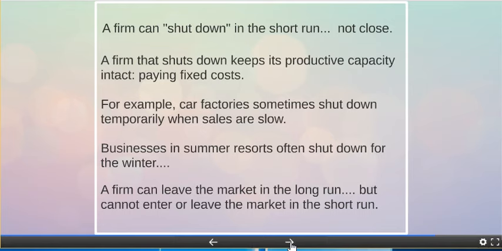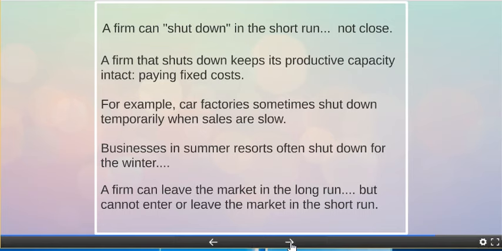Businesses in summer resorts often shut down for the winter. Amusement parks up north, when they cannot stay open in the wintertime, they'll shut down. They'll still pay their insurance, they'll keep all the buildings open, they'll have to pay for heat so things don't freeze, but they let go of all their workers.